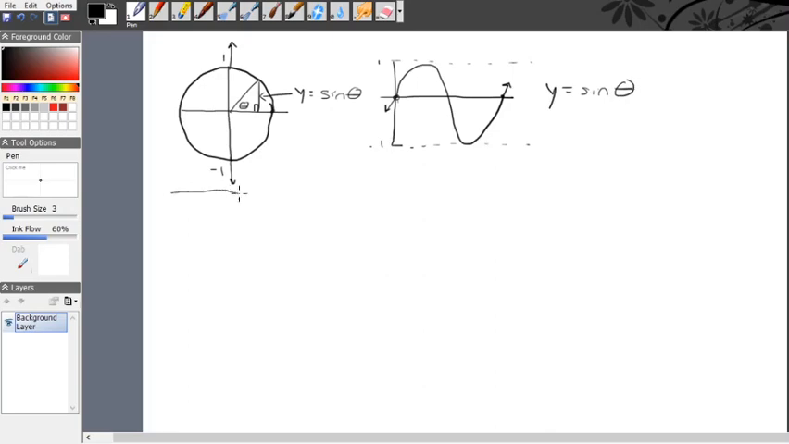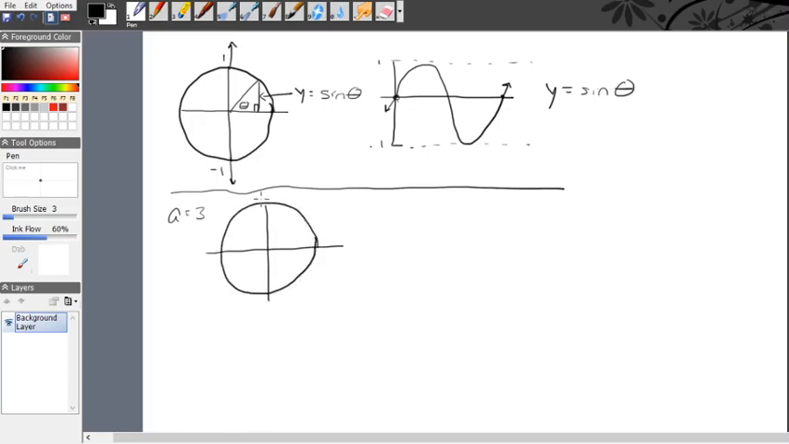So let's add in a stretch factor of 3. When I stretch this circle, and drawn to a slightly different scale because I don't want to run out of room, my circle now has a radius of 3, which means it's going to go up to +3, it's going to go down to -3, and when I draw my triangle, what I know is that this height, because everything is stretched by 3, is 3 times the sine of theta.